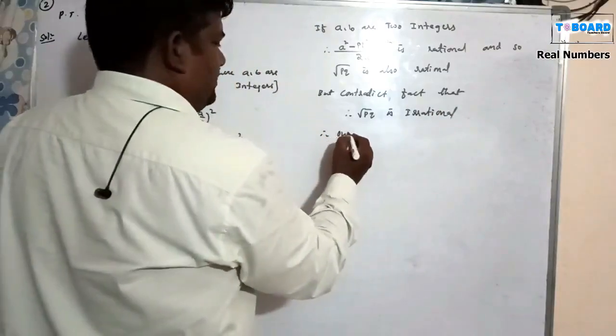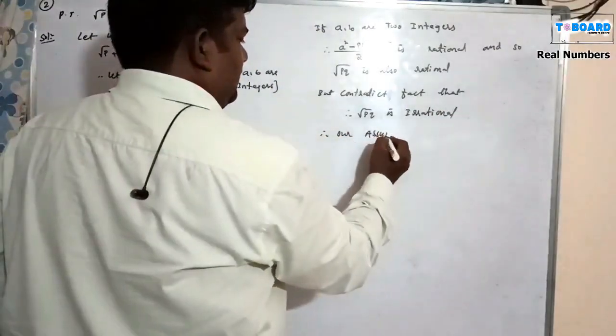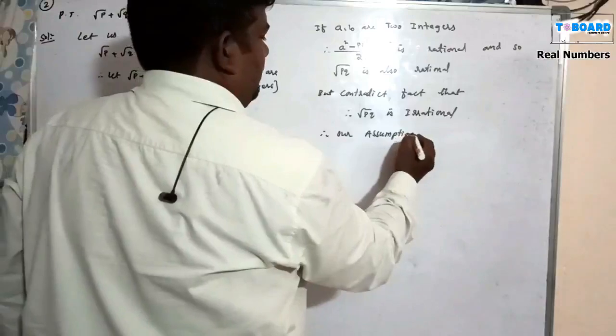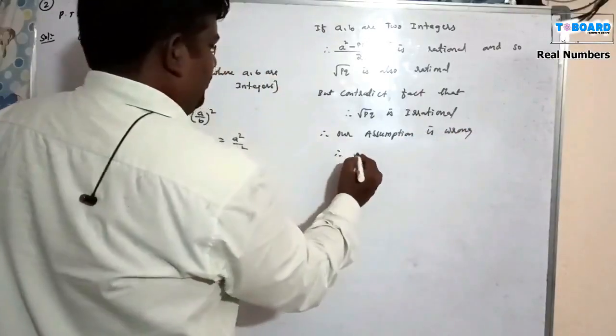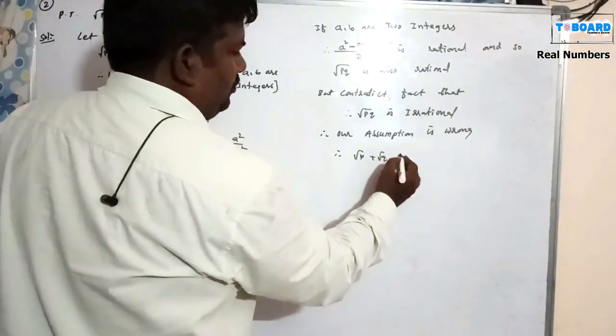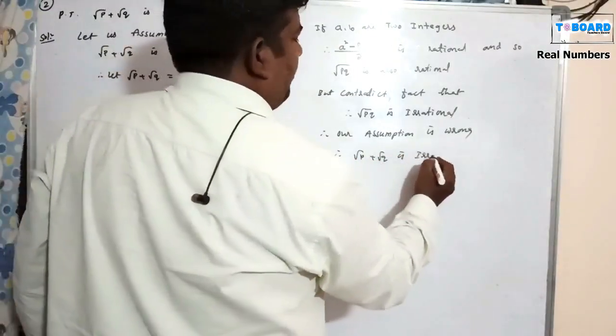Therefore, our assumption is wrong. Therefore, root p plus root q is irrational.